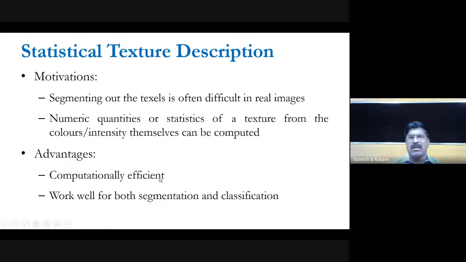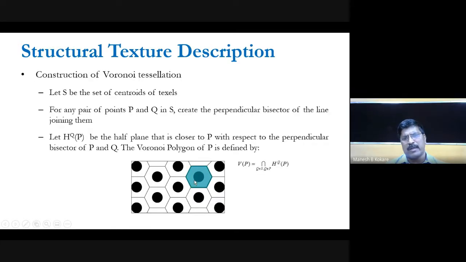Now, the second approach for texture description is the statistical approach. So what is the motivation for extracting statistical texture features? The first thing is that segmenting out the texel is often difficult in real images. This case is basically easy because your texel has the hexagonal property as well as the circular property. But sometimes the texel may be irregular, and finding the relation among them is also difficult. In such a situation, the structural approach will not be useful.